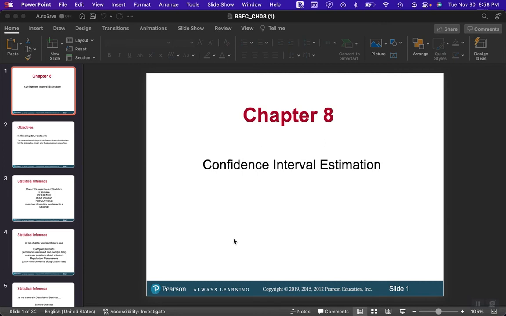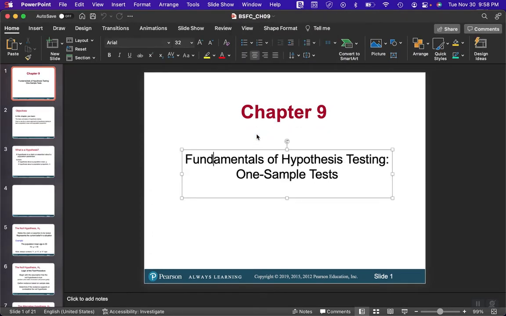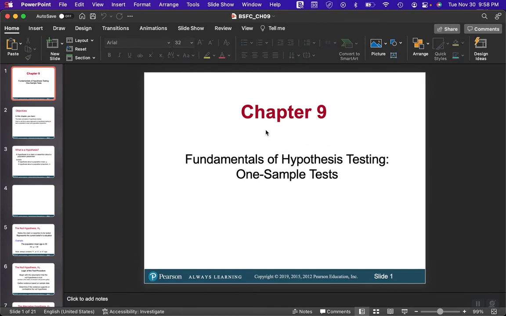Okay, so this is going to be a recording for our last two chapters for BUS202, which are chapter 8, in which we're going to be talking about confidence interval estimations, and chapter 9, in which we're going to talk a little bit more about hypothesis testing and some of the procedures, some of the protocols that are associated with that. Okay.